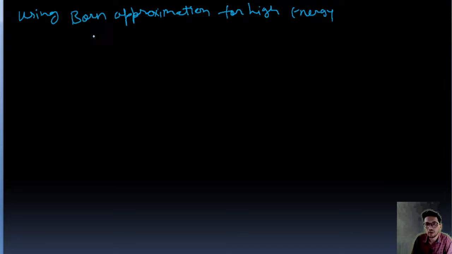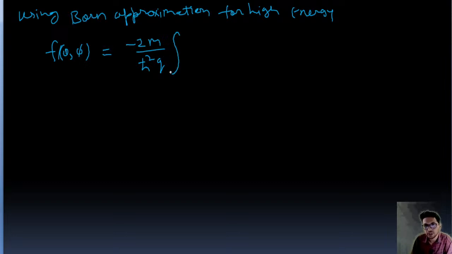So we know the Born approximation formula, right? Using Born approximation for high energy, f theta is 2m upon h cut square q, integration. I have already explained the Born approximation in detail in my quantum mechanics lecture, so you can watch that.